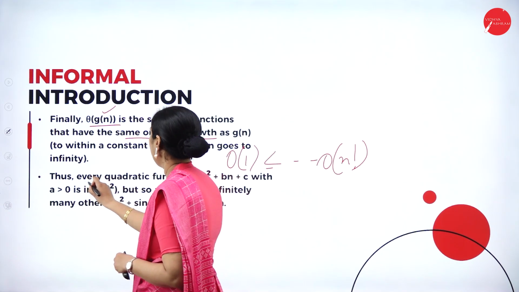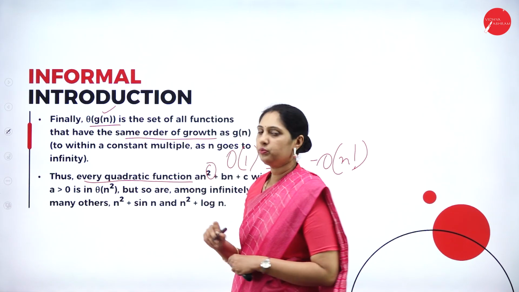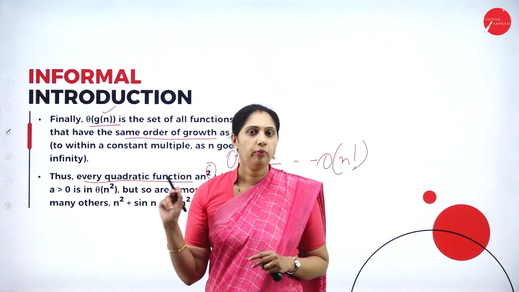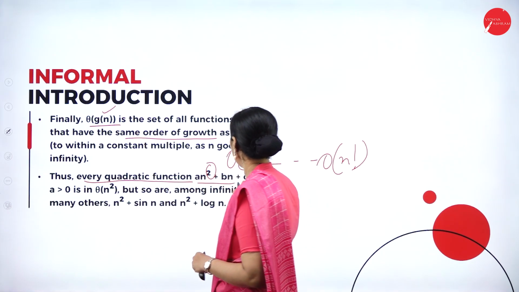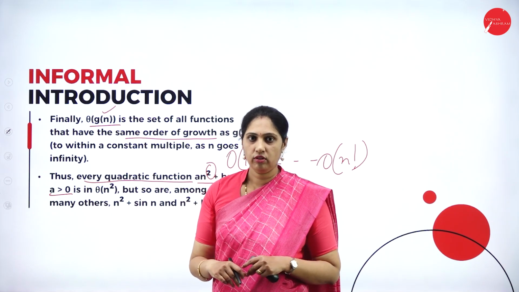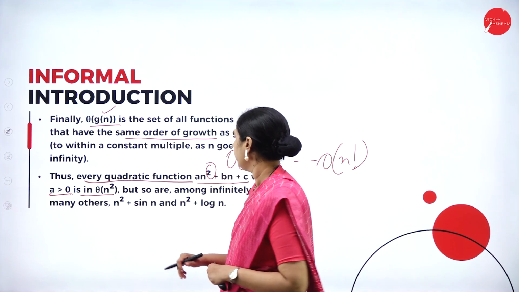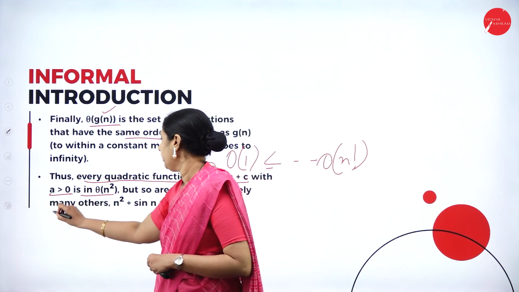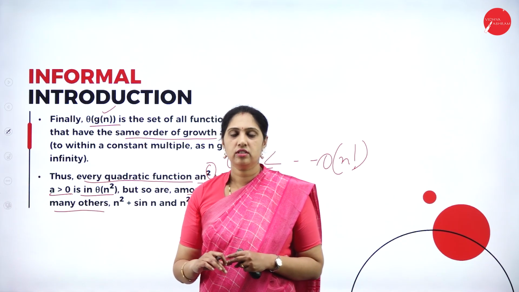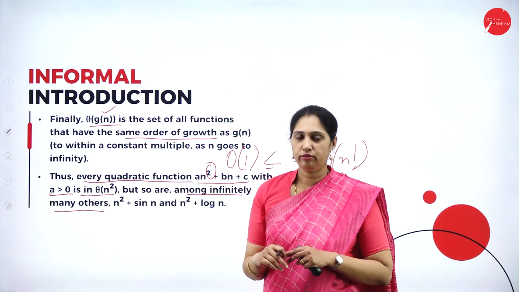Next, here we had given an example for a quadratic function. Directly we had given that power of 2 means it is quadratic, or you can say it is a polynomial, a n square plus b n plus c. What is a? A should be greater than 0. Then it's in theta of n square among infinitely many others. So what they've done is, they've taken a quadratic equation and compared it with what function? Theta of g of n.